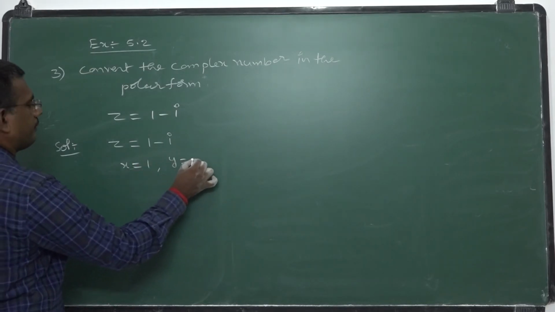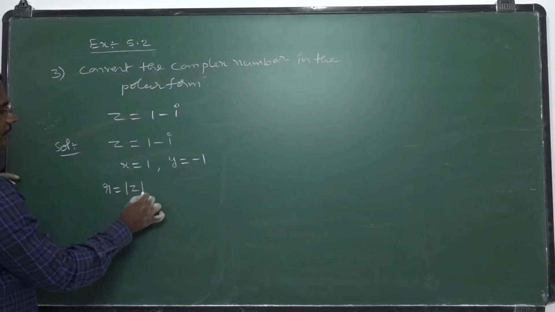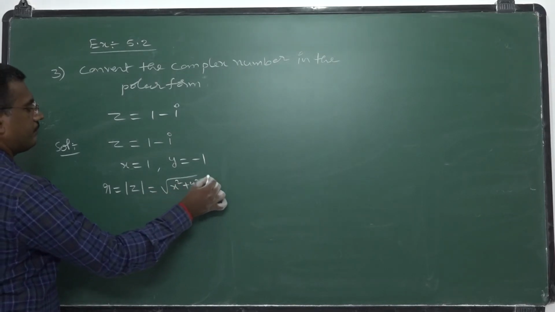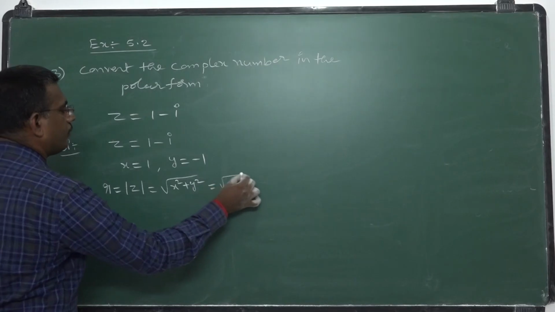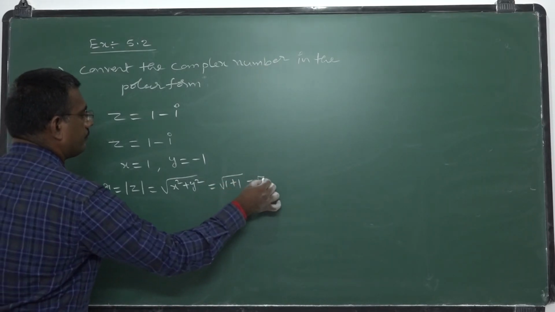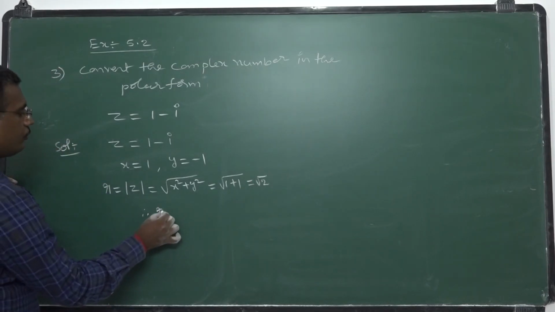First find the value of r equal to mod z, that is equal to root of x square plus y square. So this will be equal to root of 1 plus 1, root 2. Therefore r equal to root 2.